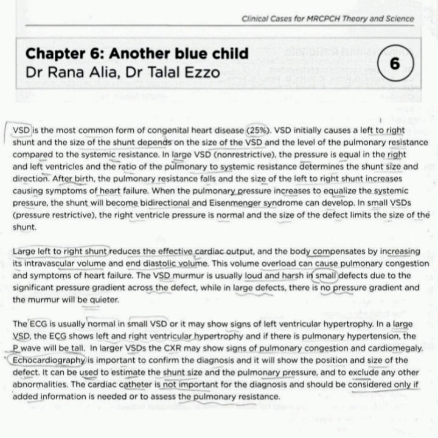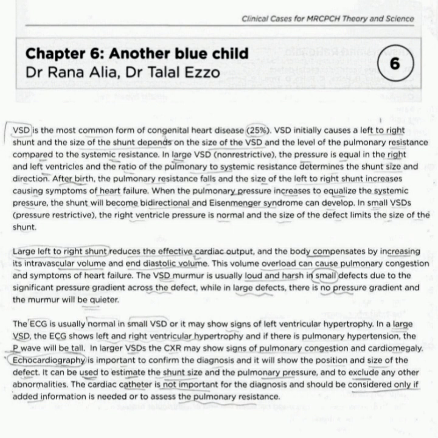After birth, the pulmonary resistance falls and the size of the left to right shunt increases, causing symptoms of heart failure. When the pulmonary pressure is increased to equalize the systemic pressure, the shunt will become bidirectional and Eisenmenger syndrome can develop. In small VSDs, pressure restrictive, the right ventricle pressure is normal and the size of the defect limits the size of the shunt.